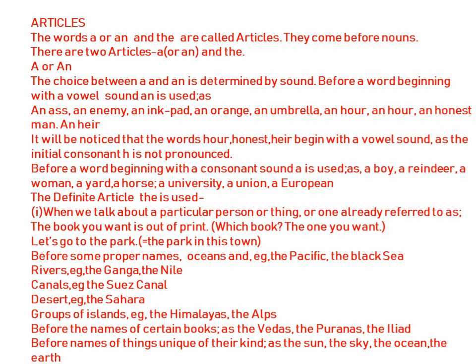Before the names of certain books, such as the Vedas, the Puranas, the Iliad. Before names of things unique of their kind: the sun, the sky, the ocean, the earth. All these things are special or unique. That's why the is used just before these nouns. The sun, the sky, the ocean, the earth.